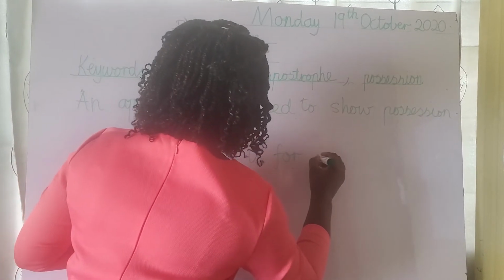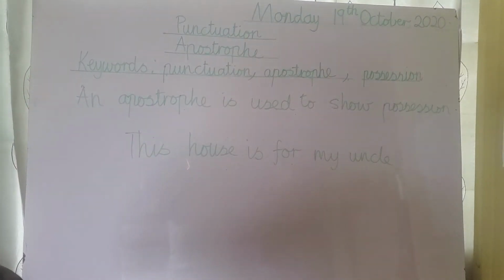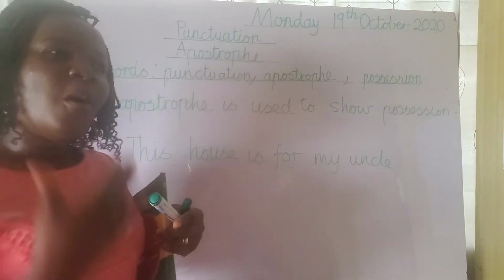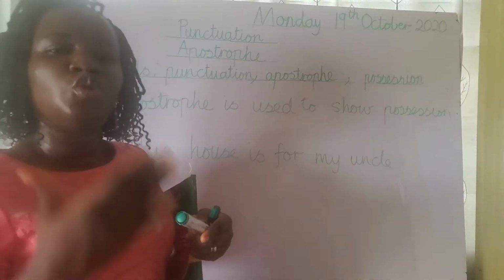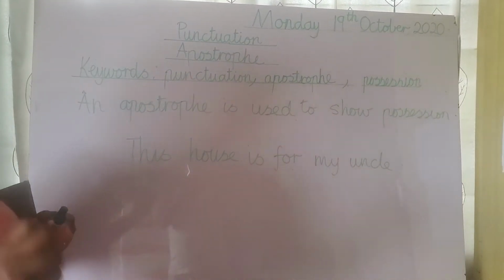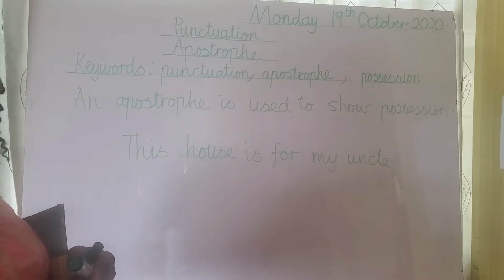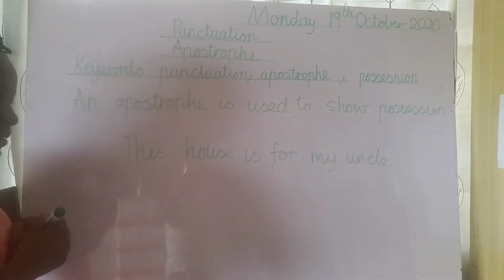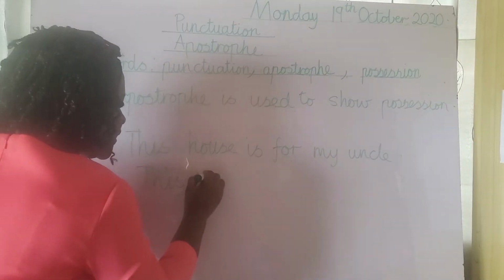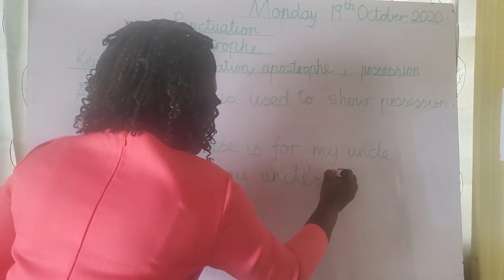This house is for my uncle. Full stop. This house is for my uncle. Now, if I ask you to reformulate the sentence using the apostrophe to show possession, how will you form it? I'll give you just a minute. Try your hands on it before I give you the correct answer. Very good. My uncle's house, or this is my uncle's house.